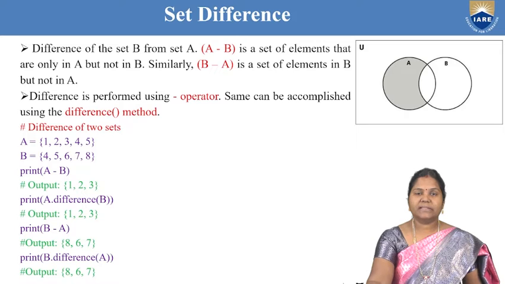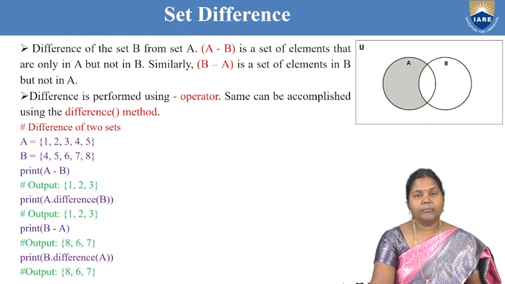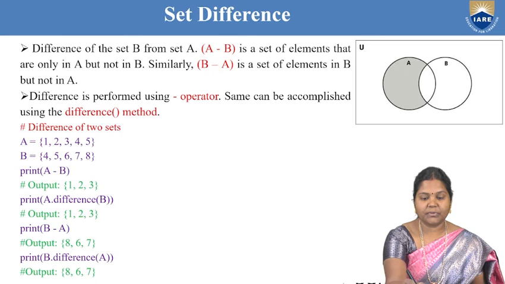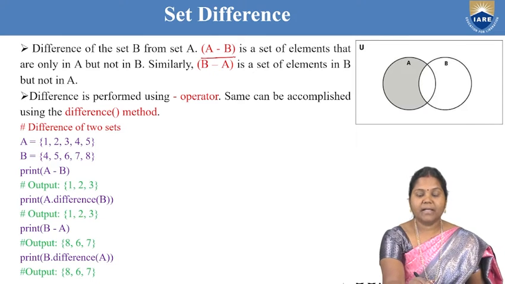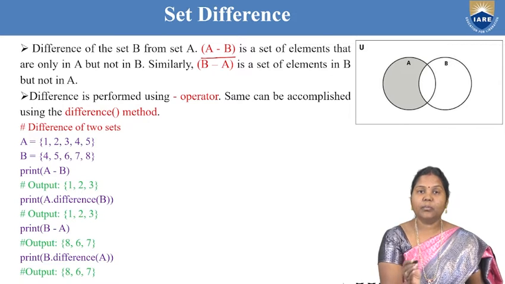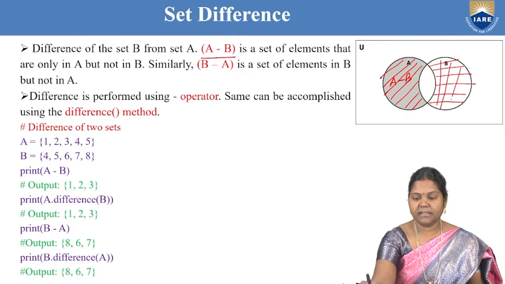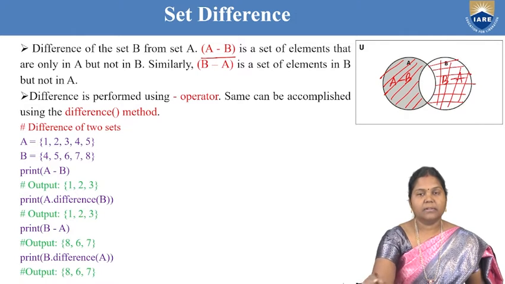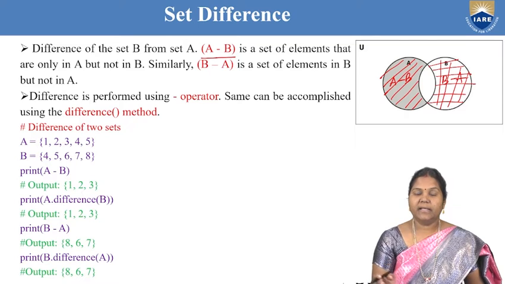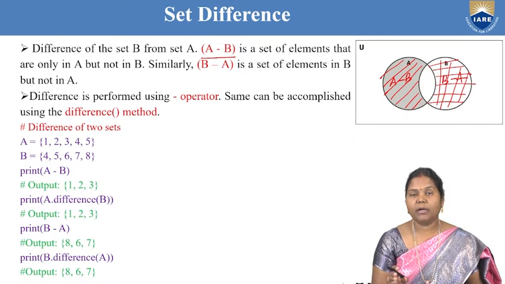Next operation is called the set difference operation. Now, set difference operation is denoted by A minus B. Okay, that means A minus B or B minus A. A minus B means the set of elements that are only in A but not in B. So, this area is nothing but A minus B. If you talk about this particular area, that is nothing but B minus A. B minus A is the set of elements in B but not in A.